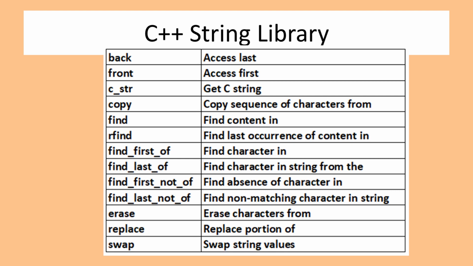Back gets the last character, front gets the first character. C underscore str is another function that's available so that we can convert things into a C string. Here's find, those are cool. Kind of like strchr and strstr. So we have a lot of the things that are available in the C library now available in the C++ library as function calls.